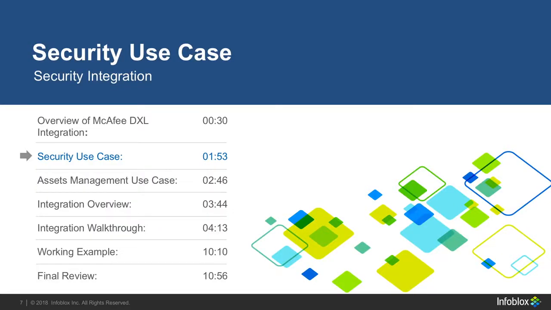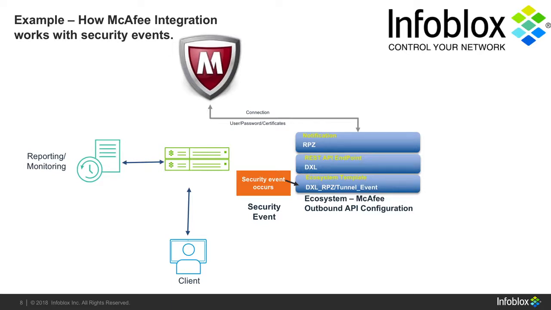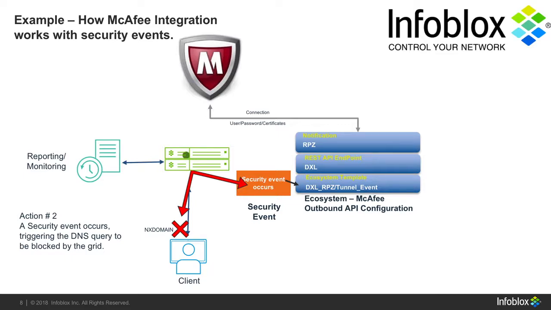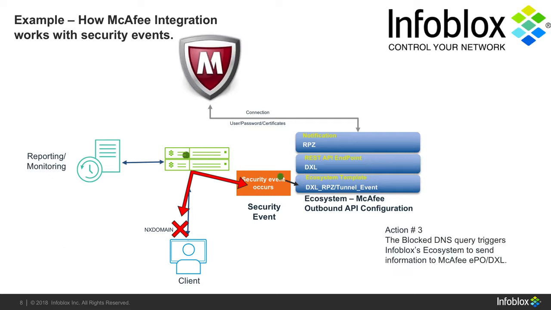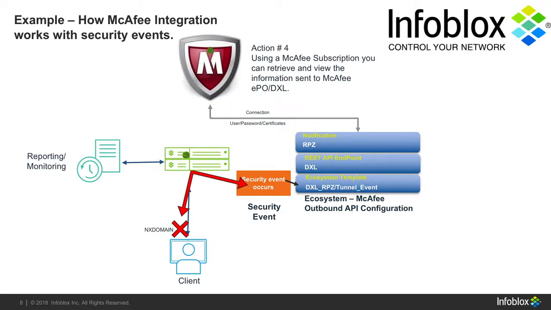Now, let's look at our first use case, a security event. In this case, we'll look at a security event that can occur on your network. First, an affected user tries to send a bad DNS request to access a malicious site. Second, the Infoblox device blocks the request from being made. Third, the blocked request triggers Infoblox's ecosystem, which sends information to McAfee DXL. Finally, using McAfee subscriptions, you can retrieve and view the information about the security event.